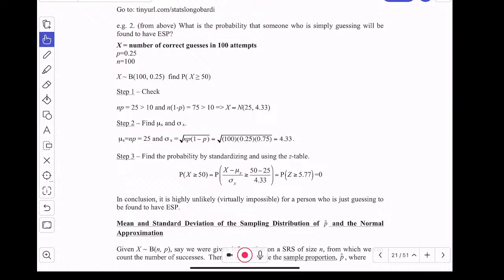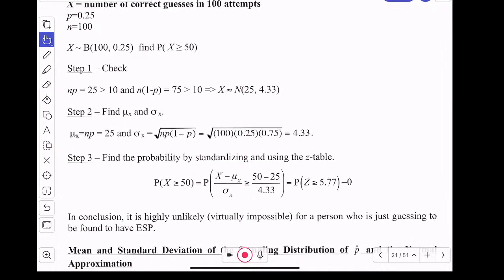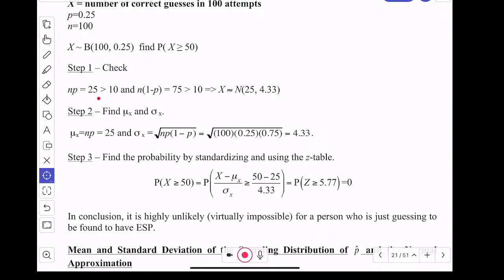So first we perform this check. Let's check that n times p is greater than or equal to 10, and it is. And that n times 1 minus p is greater than or equal to 10, and it is. So that means that x is approximately normal with a mean of np and a standard deviation of the square root of np(1 minus p). So when you calculate those, these are the values you get. Now let's answer the question.